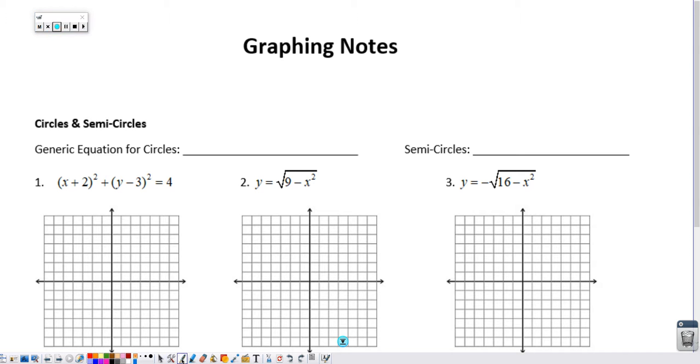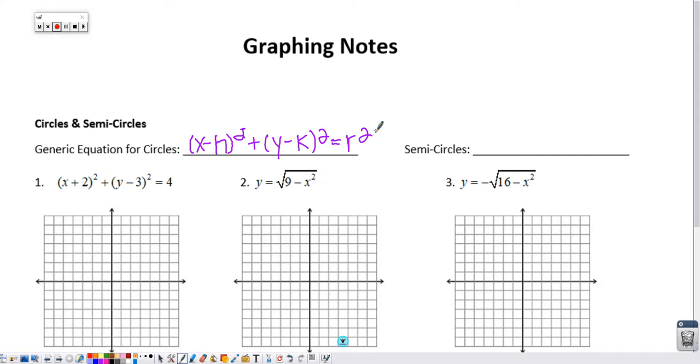For graphing notes, we're going to start off by talking about the generic equation for circles. The generic equation for circles is x minus h squared plus y minus k squared equals r squared, where h and k are coordinates of the center. So then we have semicircles. Oh, also r is the radius.